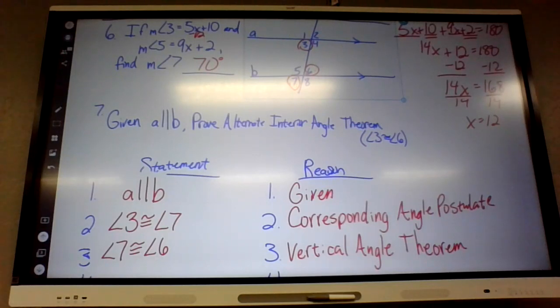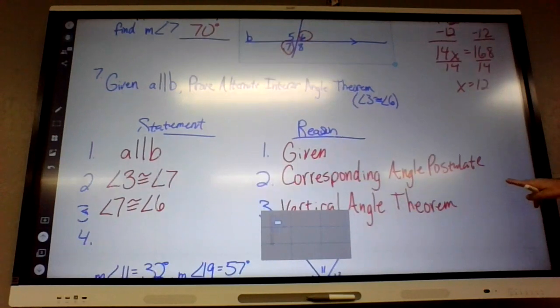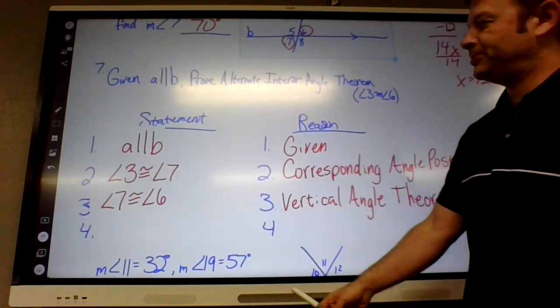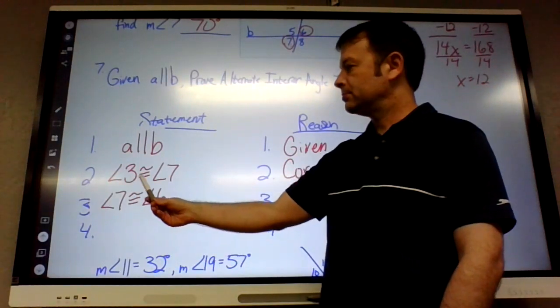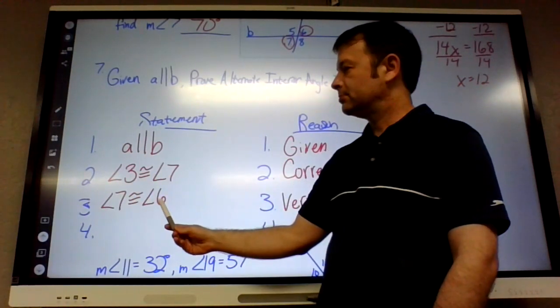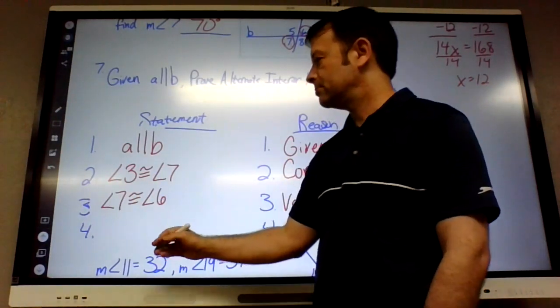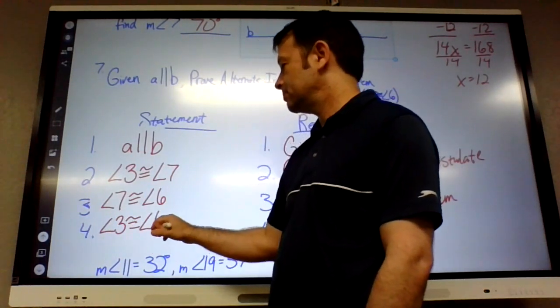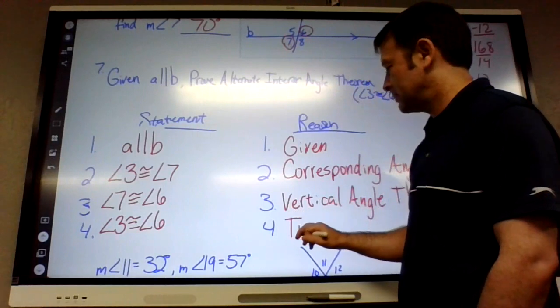We're not done yet. So it's going to end with... Alright, does anybody see where we're going? Oh, wait, yes. And then it's angle... So transitivity. No, it's angle 3 is congruent to angle 6. Yes, and that's going to be alternate.